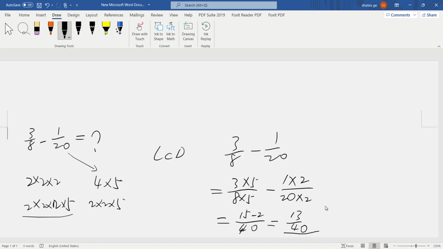13 over 40 must be simplified. We should not have any other common factor. If we have, we must take them out.